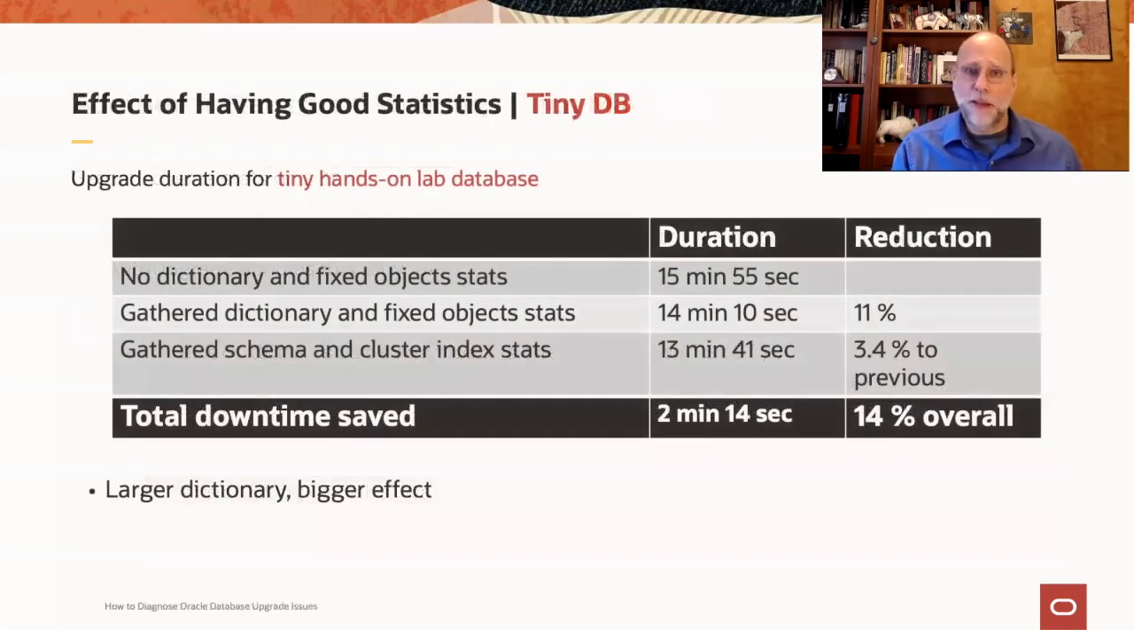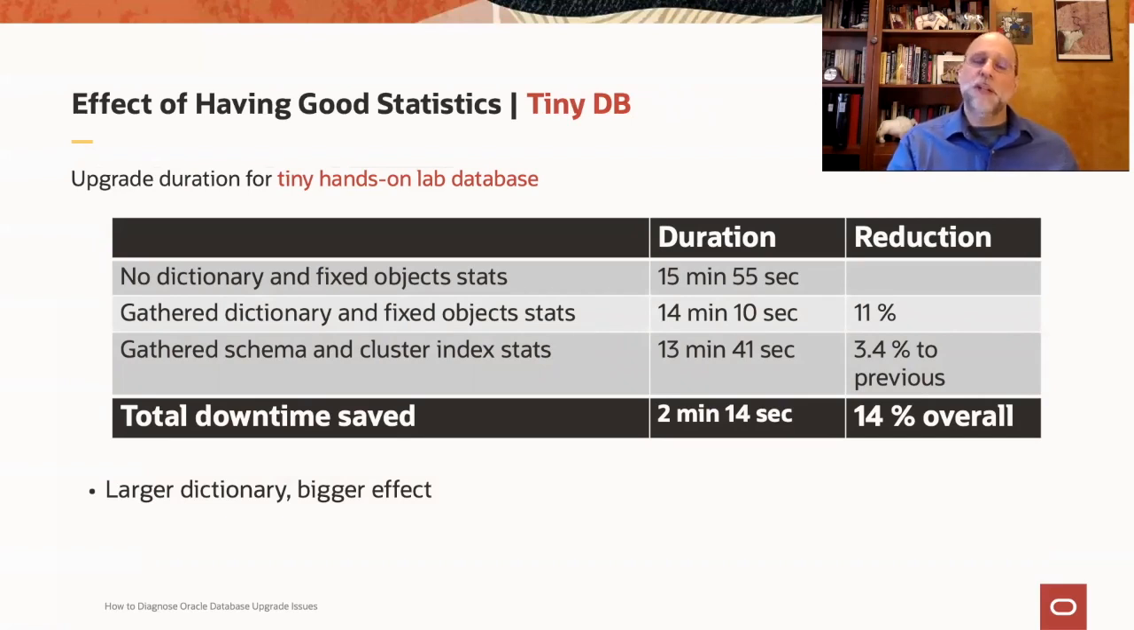So let's look at the effect that this can have on a trivial upgrade first. If I take the empty database with just a couple of components that we use for our hands-on labs, it's just a very small, uncomplicated dictionary, and I make all the stats in it stale, it takes about 16 minutes to upgrade. If I gather dictionary and fixed object stats, I'm saving about 11% of that, and then gathering those schema and cluster index stats, another 3.5%. So I'm saving 14% of my downtime overall for gathering stats, which is always a good thing to do anyway.